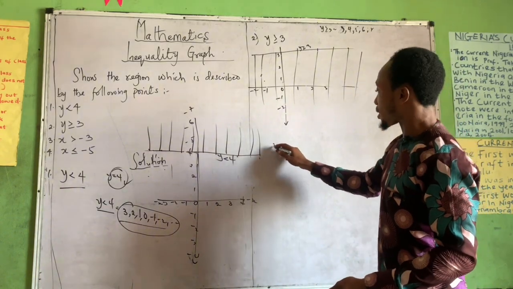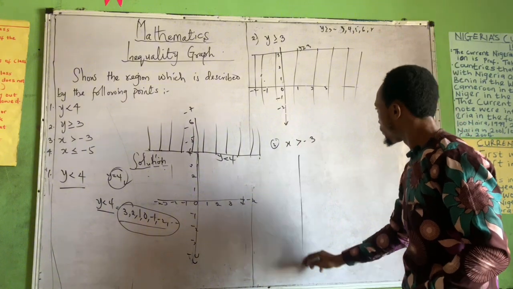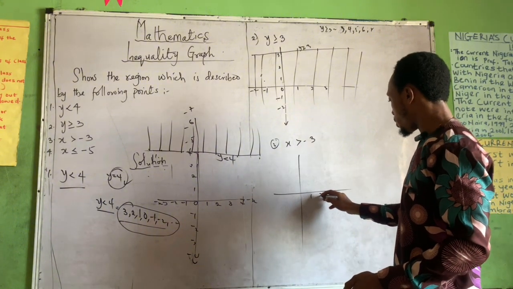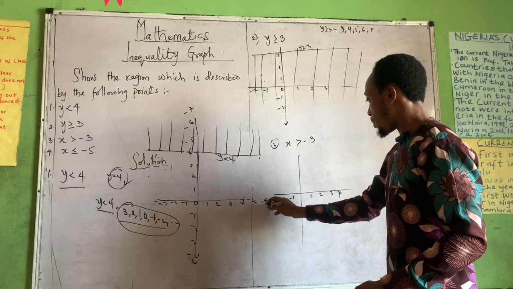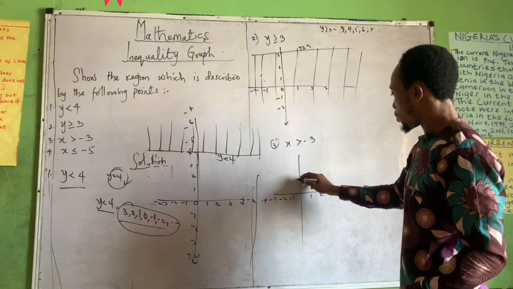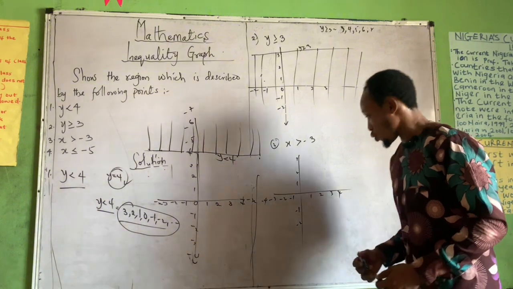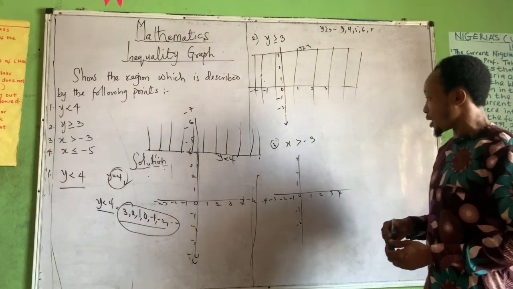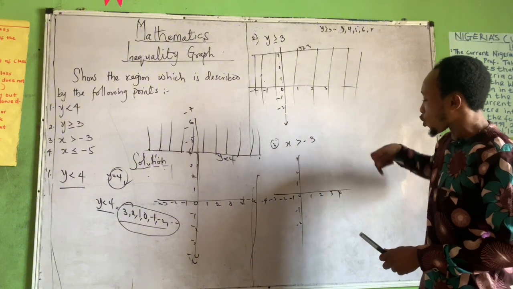So for number 3, we have x greater than minus 3. So we have entered into x now. So 1, 2, 3, 4, minus 1, minus 2, minus 3, minus 4. So 1, 2, 3, minus 1, minus 2, and so on. You have the 0 here. So x is greater than minus 3. Now remember I told you that you check for equals to first. So where is x equals minus 3?